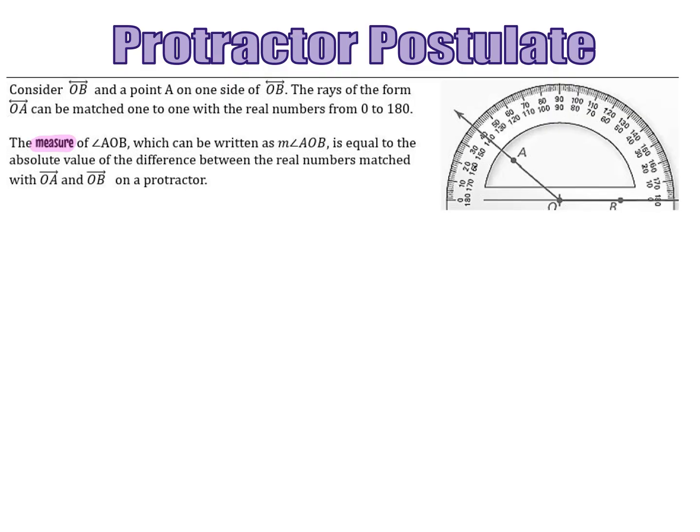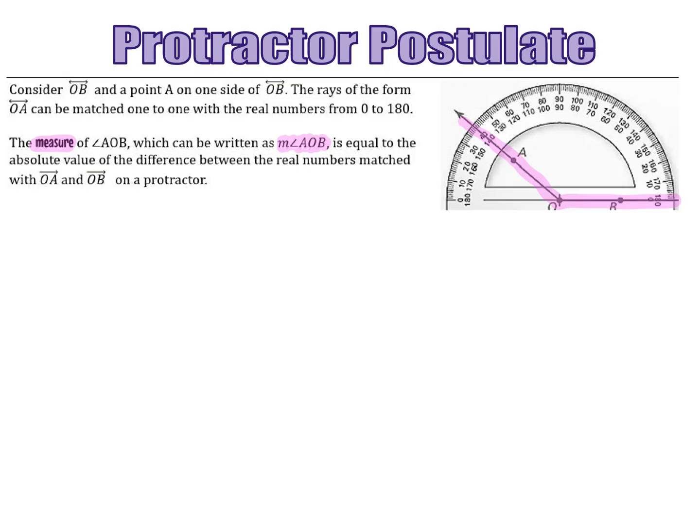That's the word that we use when we're describing how much an angle is, and we write it in this way: M, and then the angle symbol, and then the letters for the angle we're talking about. So the measure of angle AOB, if we look at this protractor, this can be measured using a protractor. We can tell that this is an obtuse angle.